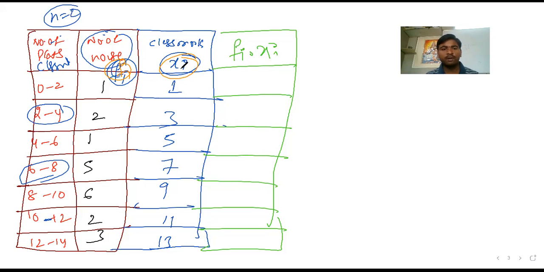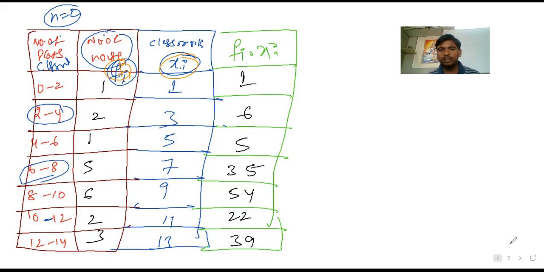1 into 1, fi xi is 1. 2 threes are 6, 5 ones are 5, 5 sevens are 35, 54, 22, 39. These are the cases through which we get sigma fi xi values. I think it's clear.